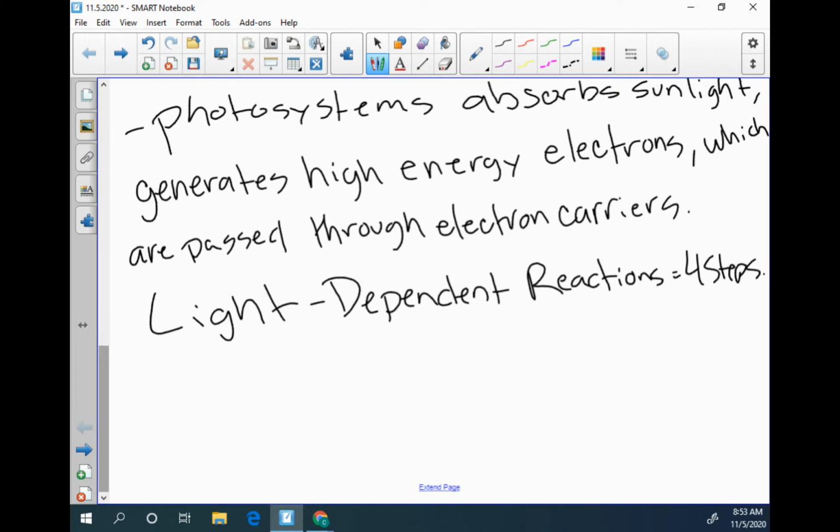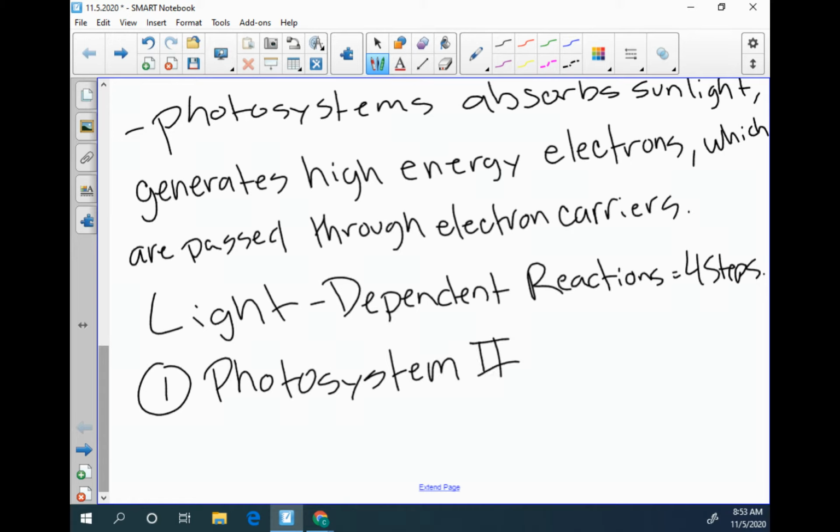And it starts, the first step is photosystem 2. So there are 2 types of photosystems, photosystem 1 and photosystem 2. The reason they are named 1 and 2 is because they were named after the order that they were discovered, not the order in which they take place in this process. So, in the light-dependent reactions, photosystem 2 is first. I know it's wonky, but photosystem 2 is first.